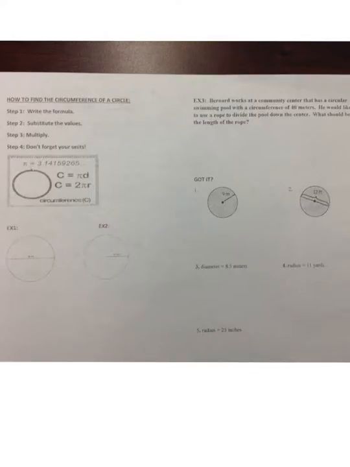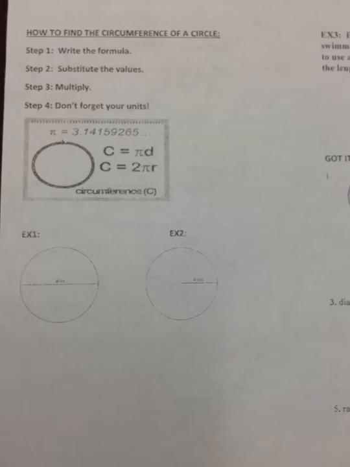Turn the page. Make sure you have the following notes in front of you. How to find the circumference of a circle. Finding the circumference of a circle, we're following kind of the same steps that we do when we're finding the area or the perimeter of any polygon. We always start by writing the formula. Then we substitute the values. Then we multiply, and the last thing is don't forget your units.